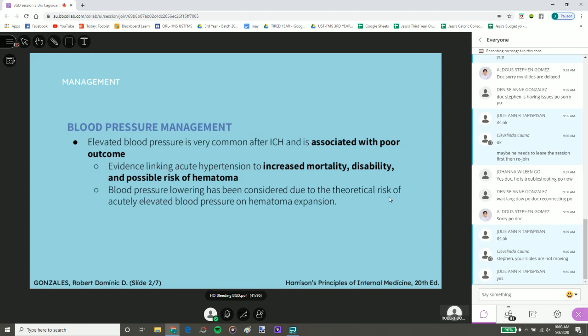So now, why do we need to manage the blood pressure? The importance of blood pressure management lies in the evidence linking acute hypertensive response after ICH to poor outcomes, such as increased mortality, disability, and possible risk of hematoma expansion. So take note that after development of ICH, there is this so-called acute hypertensive response that a patient undergoes. So blood pressure management is really a necessity in these cases.